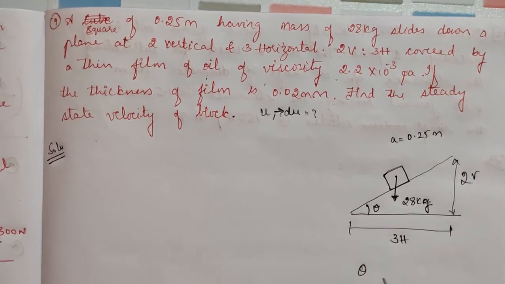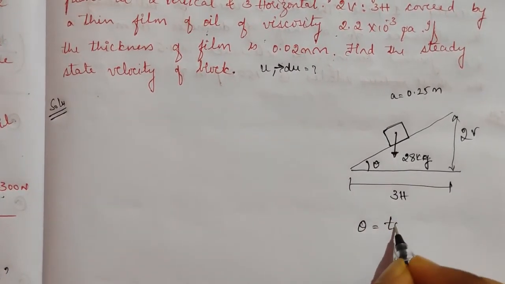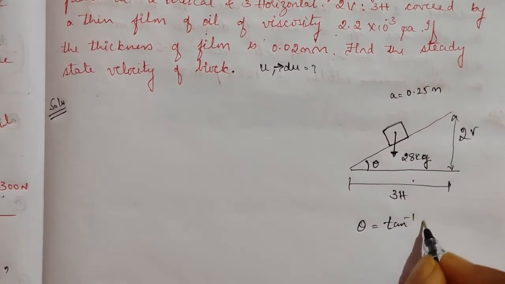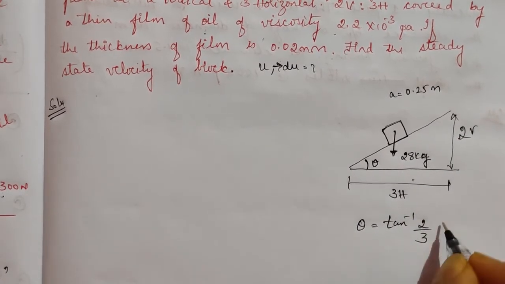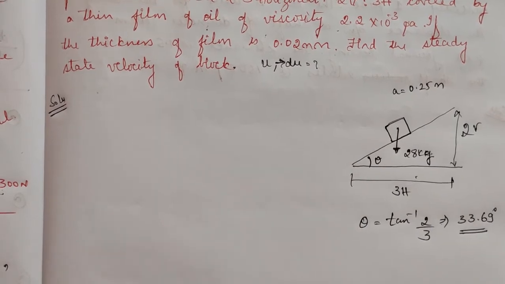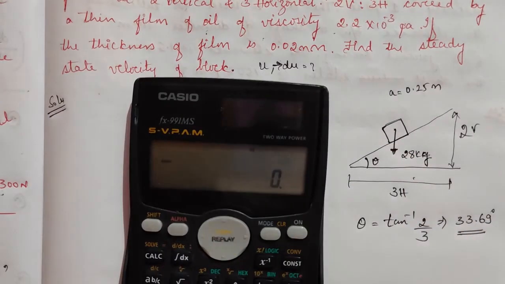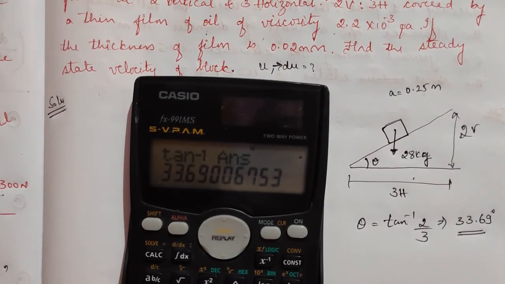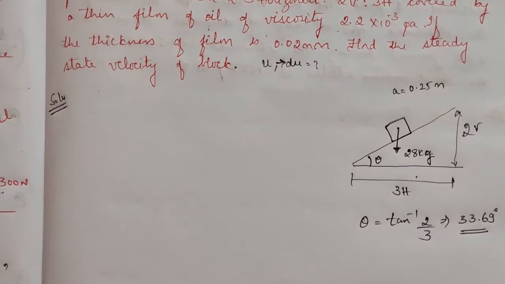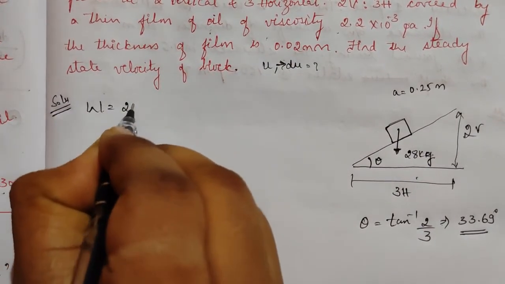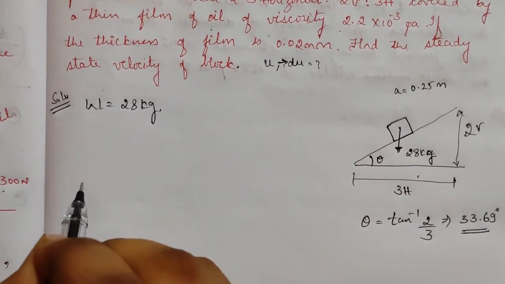So how to find theta? Theta is nothing but tan inverse of opposite by adjacent, that is 2 by 3. So theta will be 33.69 degree. Okay, check in the calculator, you will get the same: tan inverse of 2 by 3 is 33.69. Now I will take what is given, weight is given as 28 kg.